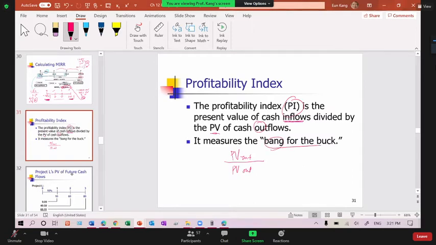Bang for the buck. So you say, like, your $1 investment, how much does it generate on average, the return? What is the multiple? Something like that. So that is basically profit over cost, some kind of cash inflows over cash outflows.